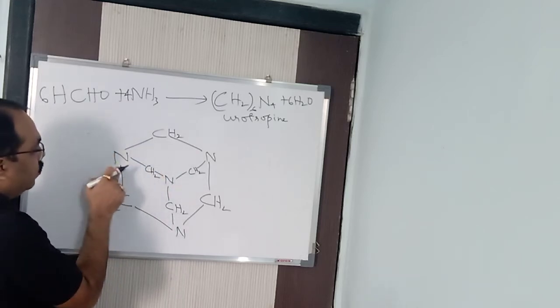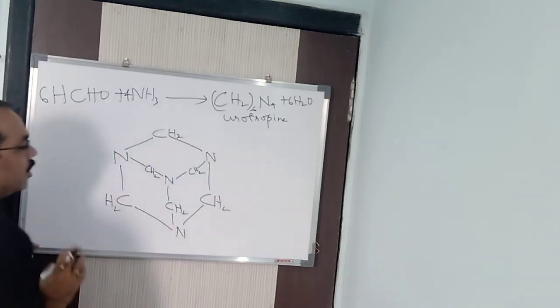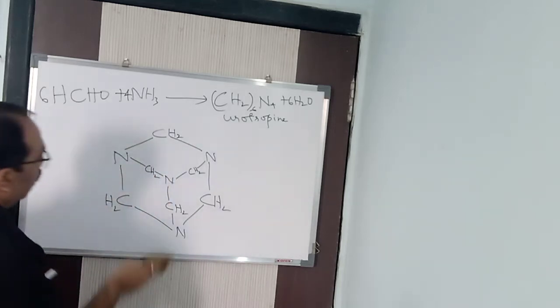3 bonds. 1, 2, 3. Here also 1, 2, 3. Here also nitrogen 1, 2, 3. Here also nitrogen 1, 2, 3. So this is the structure of urotropin. You have seen how I have done it. Very important, the structure is clear.